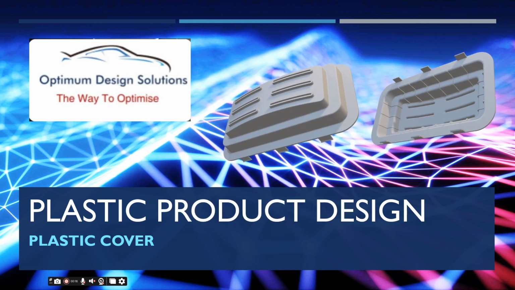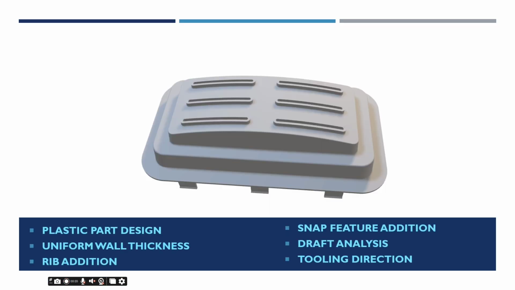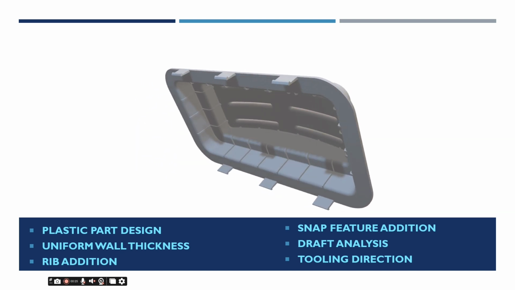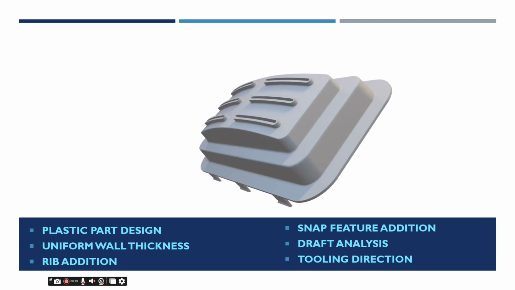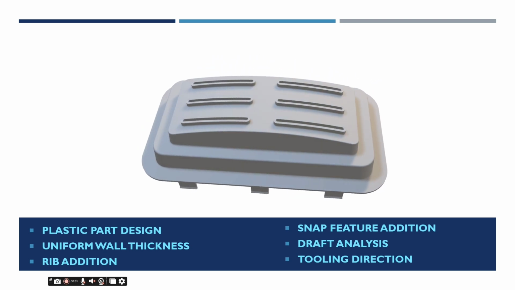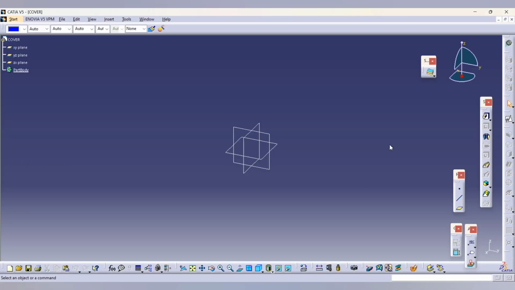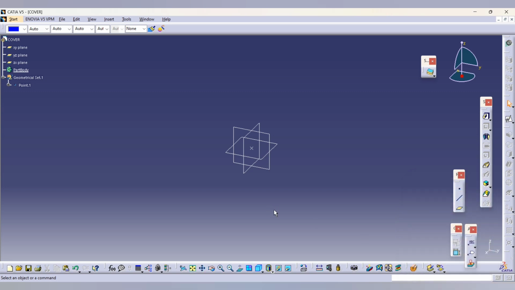Today, we are going to see this plastic cover. So, this is the plastic cover 3D model. Today, we are covering plastic part design, uniform wall thickness for this part, rib addition, snap feature addition, draft analysis, and tooling direction for this part. So this is our drawing for today's task. Without wasting time, we'll open CATIA and start the modeling.